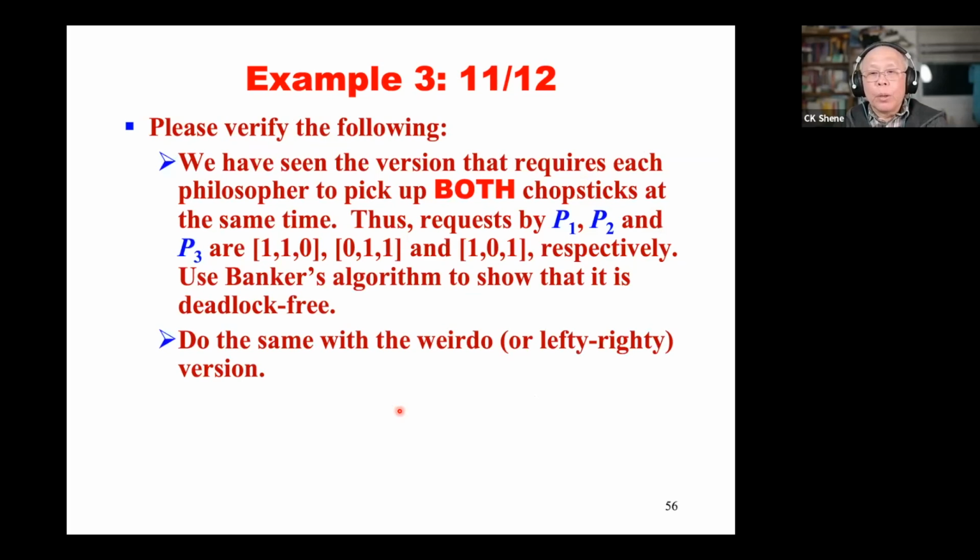Now, 2 more slides before we end this lecture. Remember, we discussed a solution to the philosopher's problem. In this case, we require each philosopher to make a request of both chopsticks. So P1 makes a request 110. P2's request will be 011. P3's request will be 101. Please use Banker's algorithm to show that this is deadlock free.